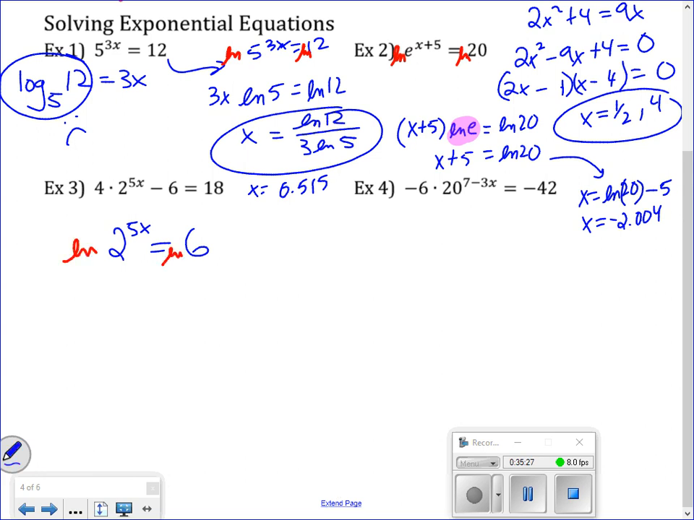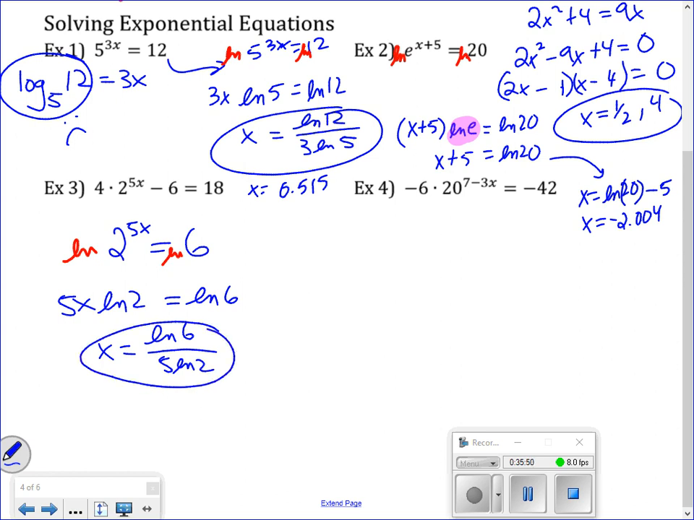ln. All right. So I have 5x out front. I have ln 2, which is just some number, equals ln 6. All right. So I need to solve for x. What's over here bothering my x? Like it's in the way. The 5 and the ln 2. So I just have to divide them away. So ln 6 over 5 ln 2. And if you needed a decimal, you put it in your calculator.